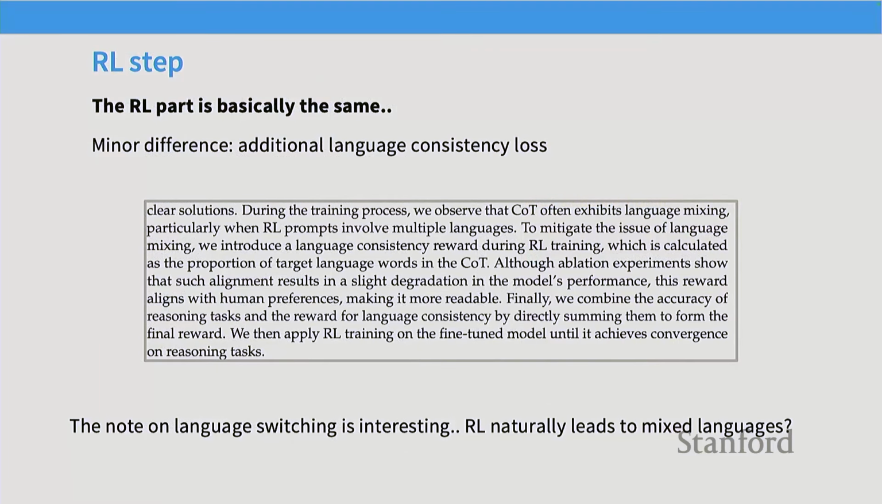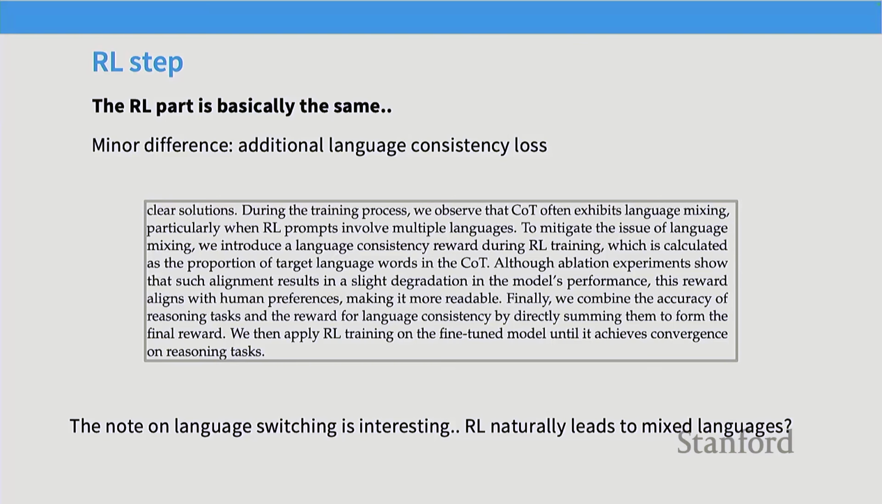And after that, of course, you're going to do RL, right? So after you've gotten the model set up with SFT, as with the instruction tuning and RLHF pipeline, you start with SFT, and then you do RL to basically get the model to actually optimize the rewards you're looking for. The RL part is basically the same as R1-Zero, not huge differences, but with a minor difference that you're going to add a language consistency loss.